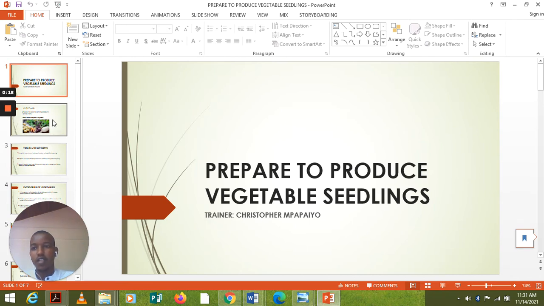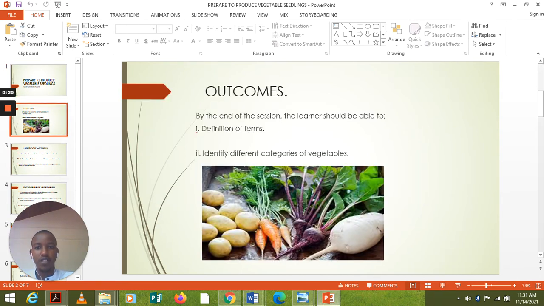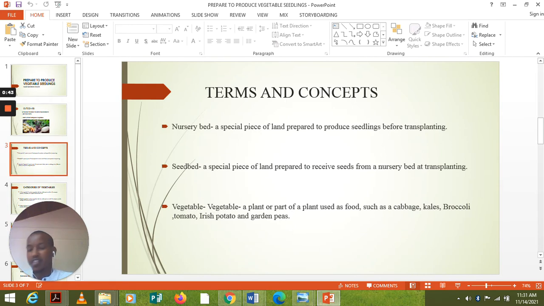So, for the objectives of this lesson today, one is to define terms and concepts and identify different categories of vegetables. So, the terms and concepts in preparing to produce vegetable seedlings. One is a nursery bed. What is a nursery bed?